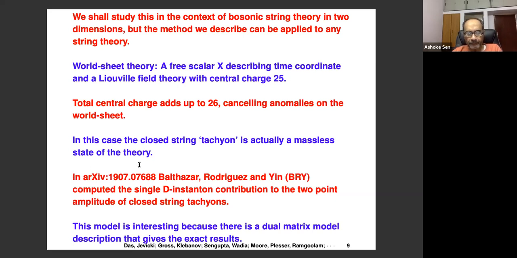Now, in this paper, Balthazar, Rodriguez, and Yin calculated actually not the perturbative amplitude. In the earlier papers, they had computed perturbative amplitudes and compared with the dual matrix model result. But in this particular paper, they computed the D-instanton contribution. In fact, they focused on the single D-instanton contribution to the 2-point amplitude of closed string tachyons: one incoming closed string tachyon, one outgoing closed string tachyon, and they focused on the D-instanton contribution. And as I've already told you, this model is interesting because there is a dual matrix model description that gives the exact results.